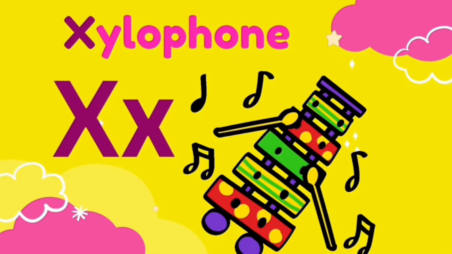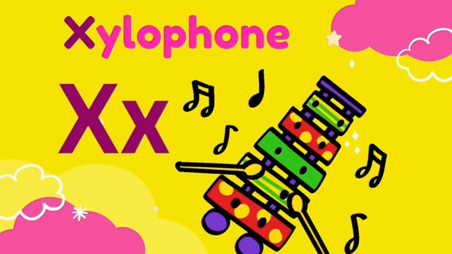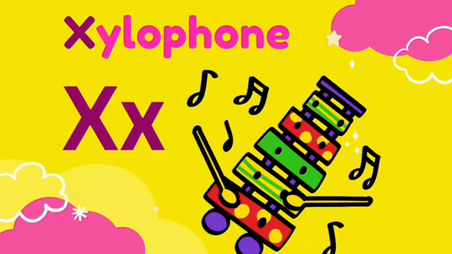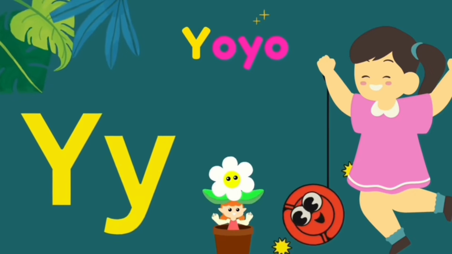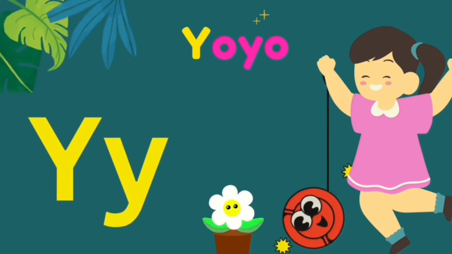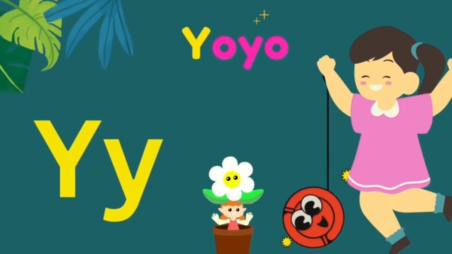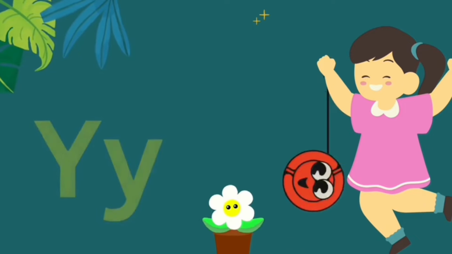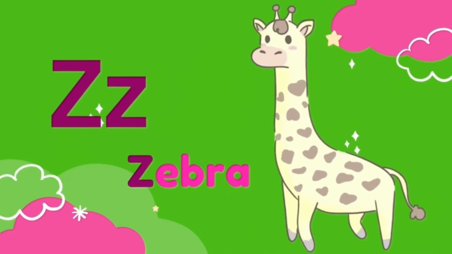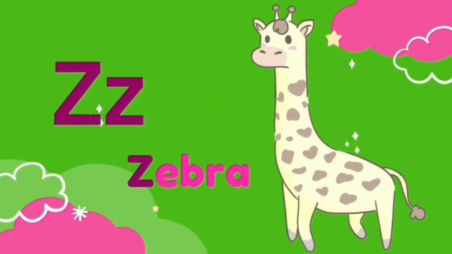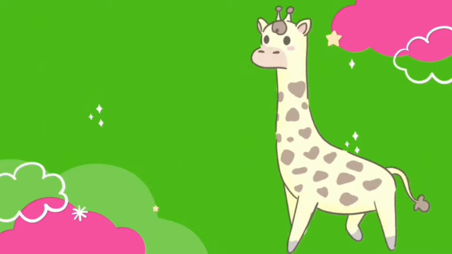For xylophone, xylophone, X, xylophone. Y is for yo-yo, y, y, yo-yo. Z is for zebra, z, z, zebra.